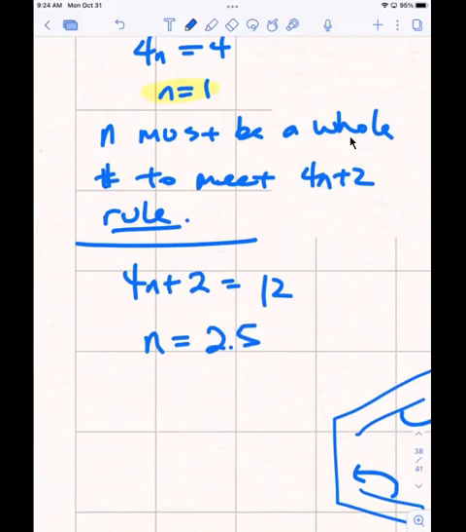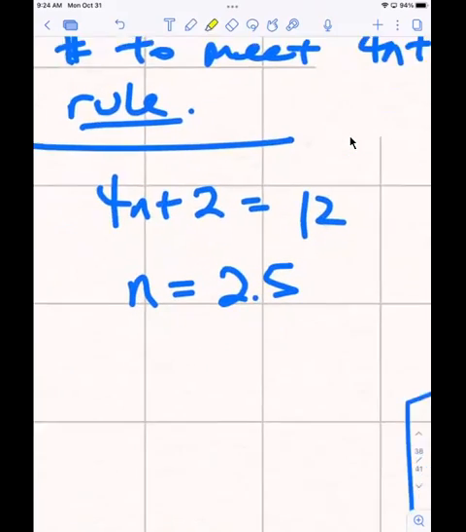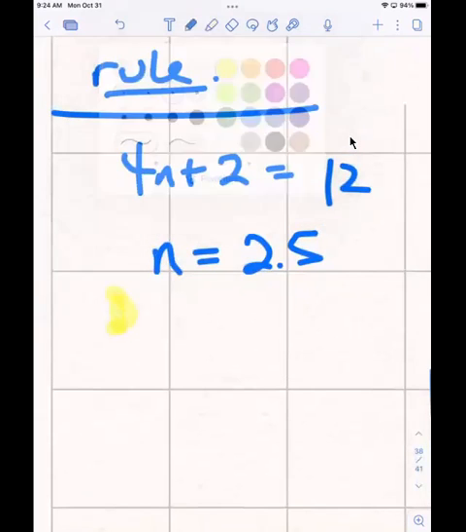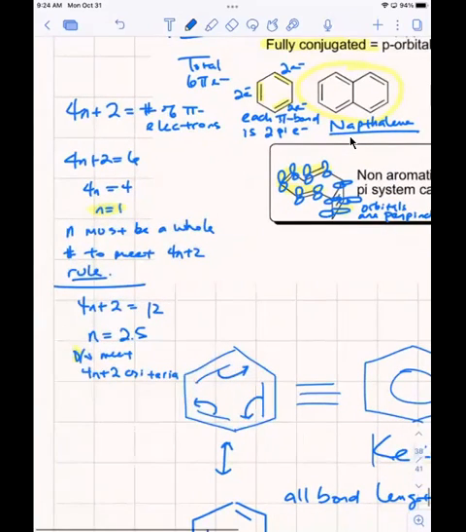I'm going to take your word for it. 4n equals 10, and 10 divided by 4 would be 2.5, right? So that's a fraction. 2.5 is the same as 5/2. So again, it won't be a whole number. It has to be a whole number integer in order to meet the 4n+2 rule. That's a good question, right? So if it's not a whole number, then it doesn't satisfy that requirement.